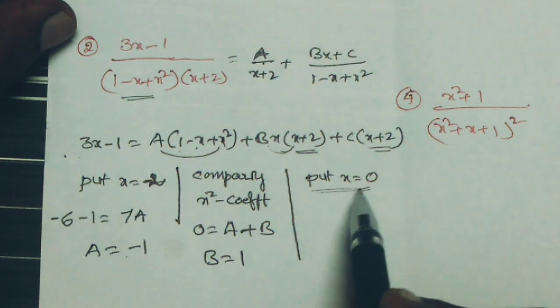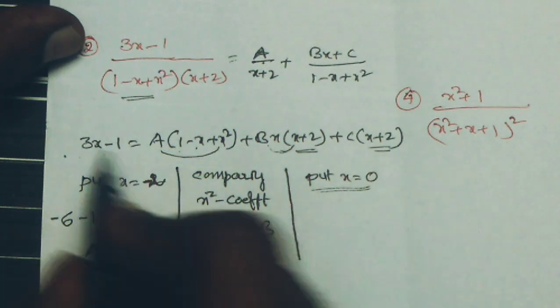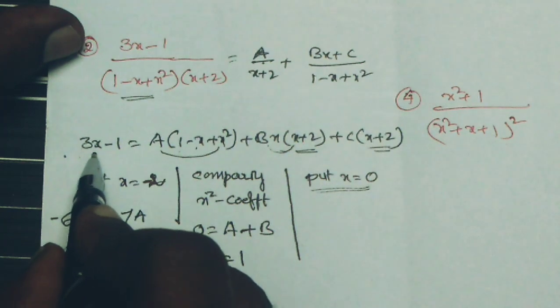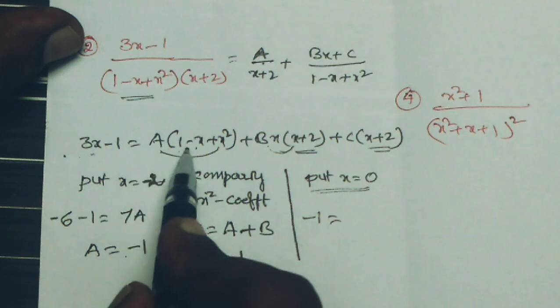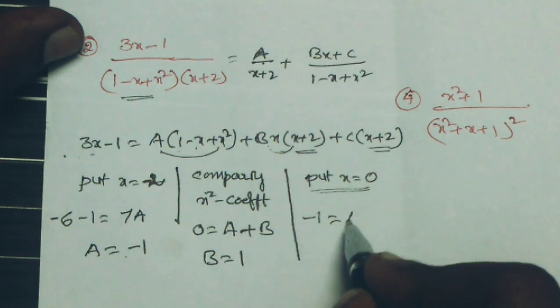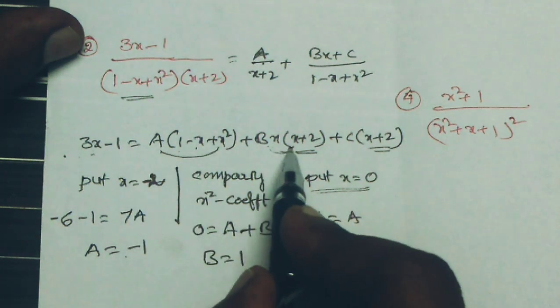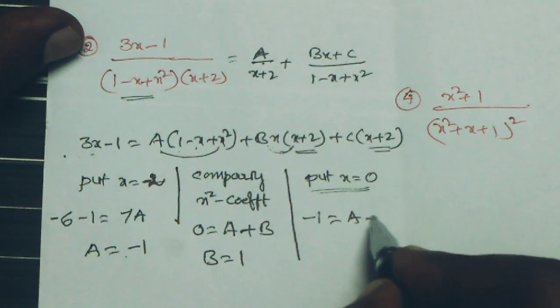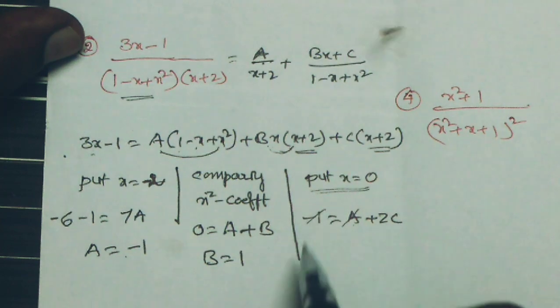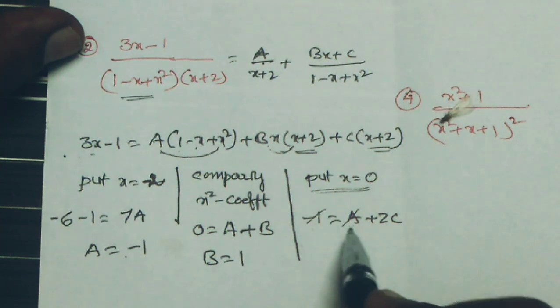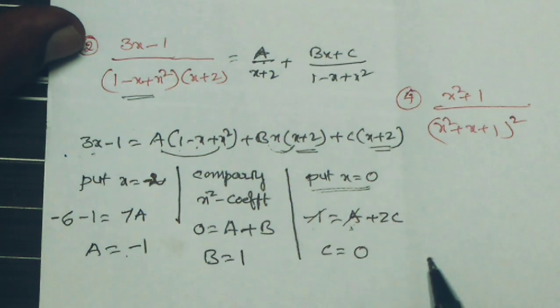Since only c is there, I consider x is equal to 0. If you consider x is equal to 0, LHS becomes 0 minus 1 is equal to a into 1, and then b becomes 0, c is 2c. Since a is equal to minus 1, these two get cancelled, and c is equal to 0.